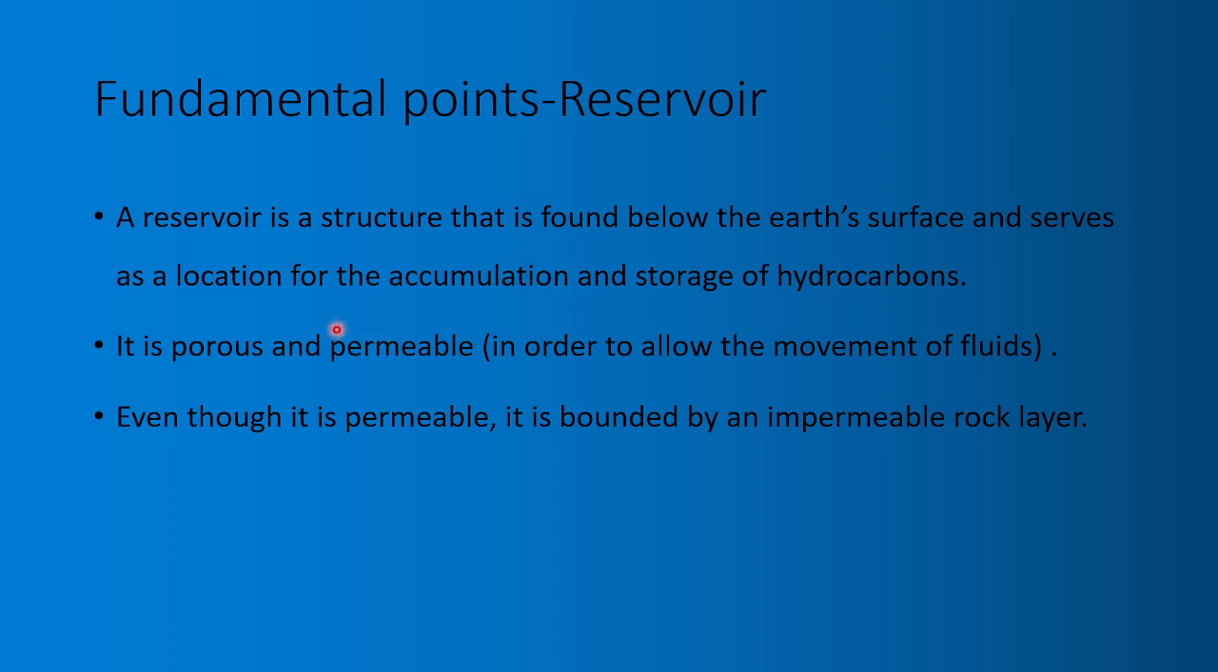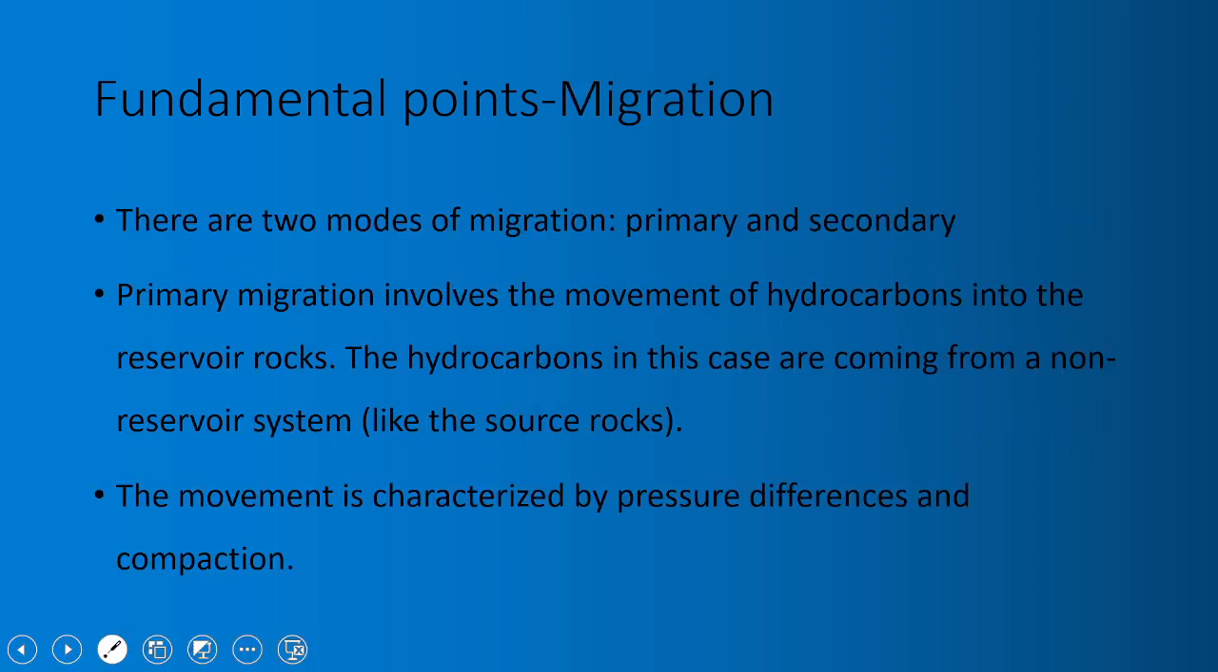So when we talk about a reservoir, we're talking about a structure, a subsurface structure, a structure below the earth's surface, where we have hydrocarbons being accumulated and stored. The reservoir itself is permeable and porous, so it can allow fluid to move into it from the source rock. But then it has an impermeable layer surrounding it as well. So the reservoir where the fluid is being stored is permeable. Fluid can move there. But then it has this outer casing, which is an impermeable rock layer. So that's just something to keep in mind.